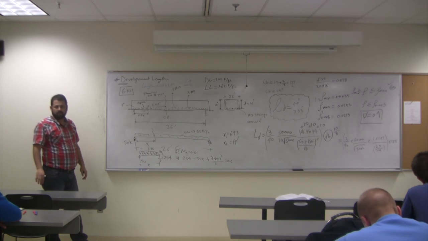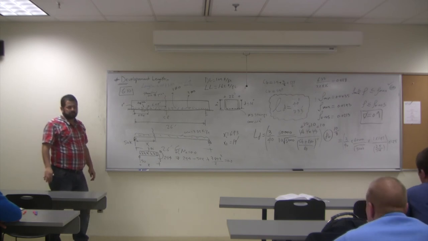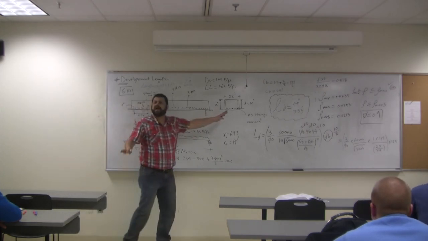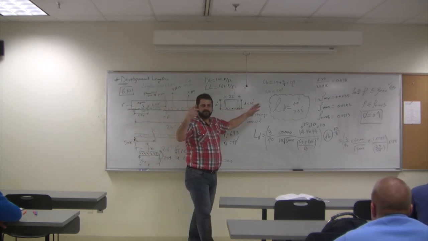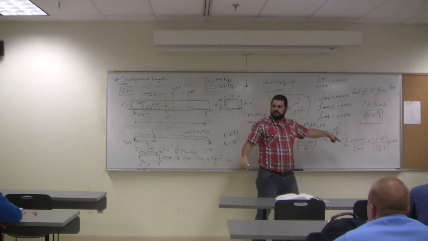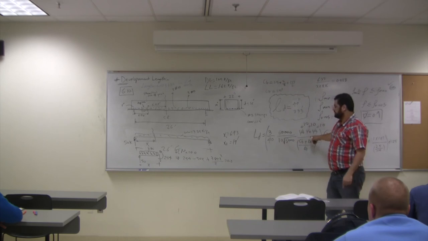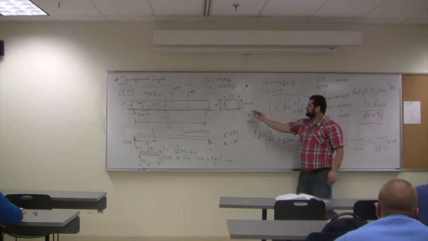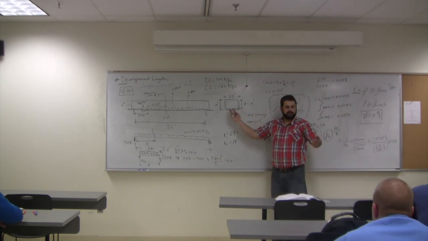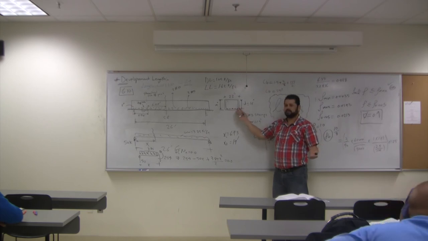Now, if we wanted, we could actually calculate the distance in between those bars and check it. Oh, yeah, we have to do that. CB is either the cover, or half the distance between those two bars. And if we want to do that, which is easy, okay.